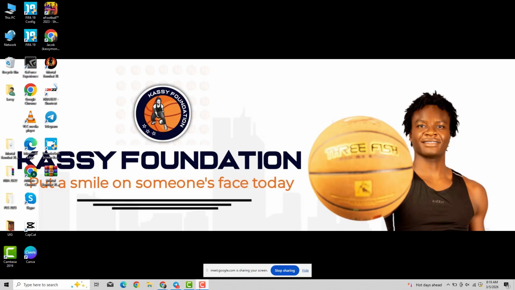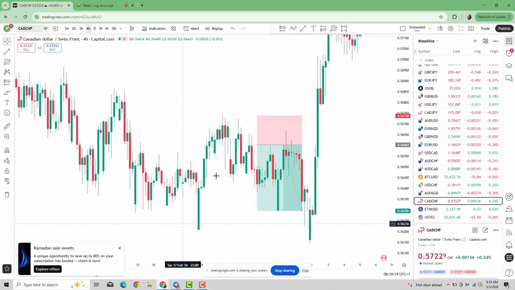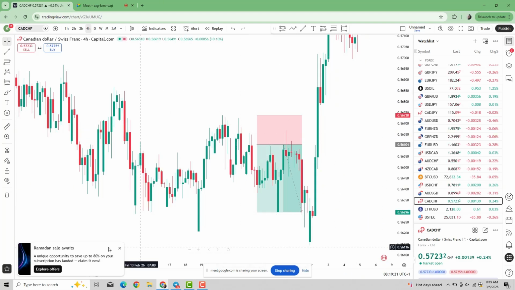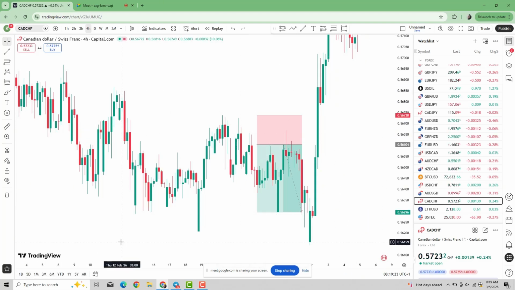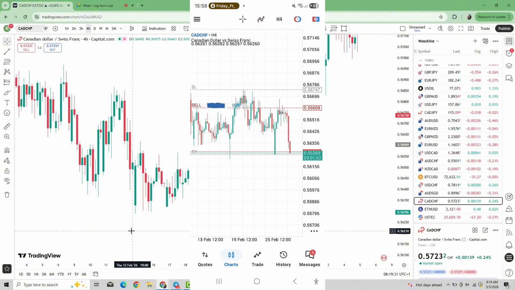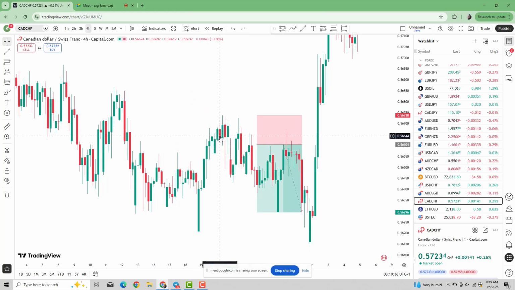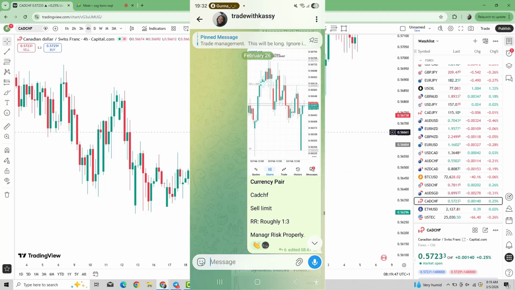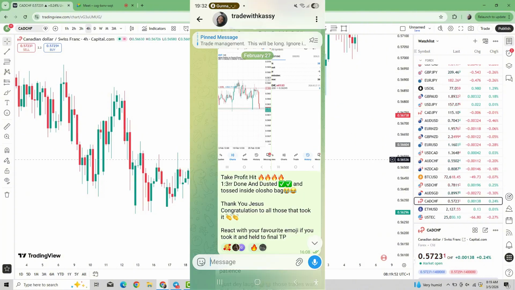So on this video, I want to quickly break down one of the trades we took last week on CADCHF. There was a sell setup. This was how the trade played out. You can see it here. On this CADCHF setup, it was taken from the 4 hours time frame. I also called the trade publicly for my students to take. This was when I called the trade for them to take, and this was when the trade hit final target.